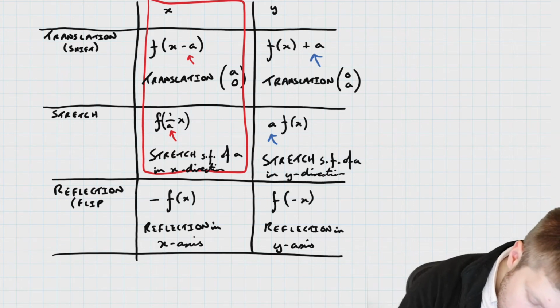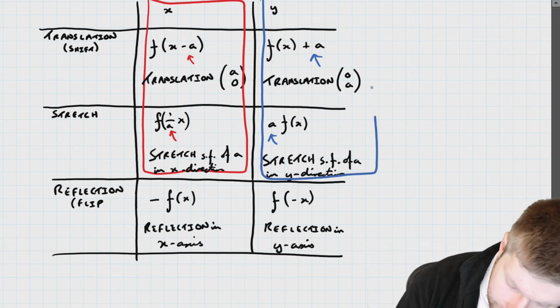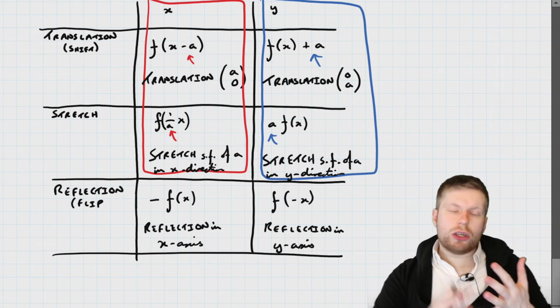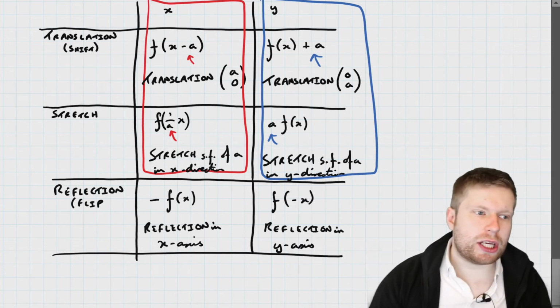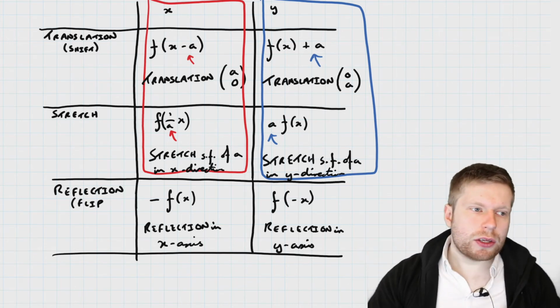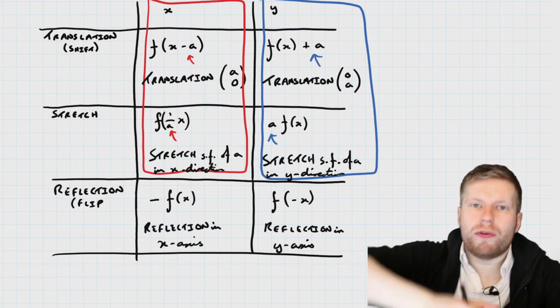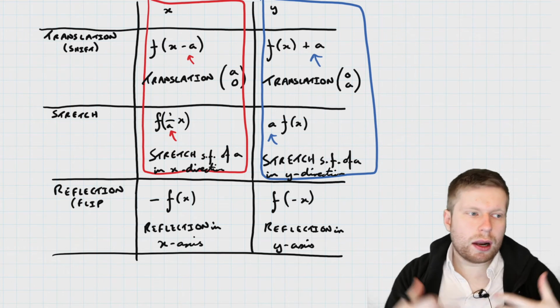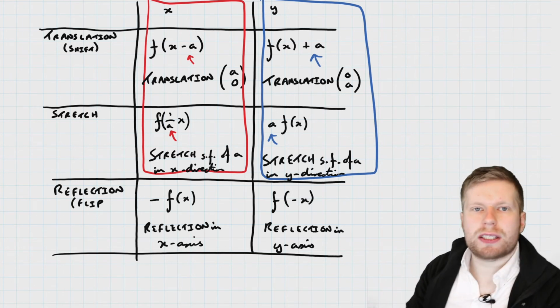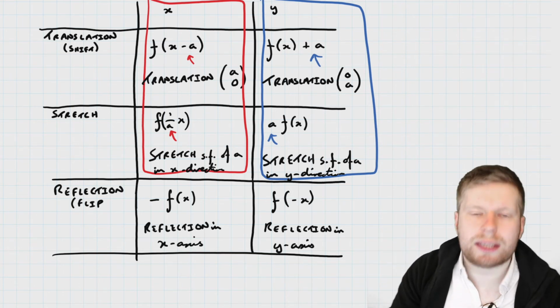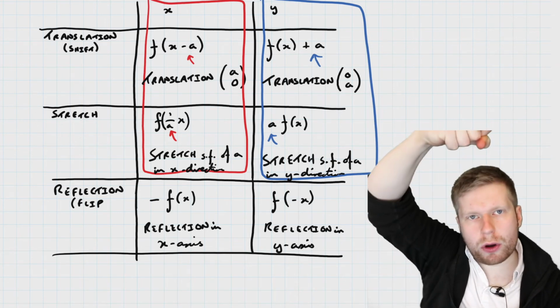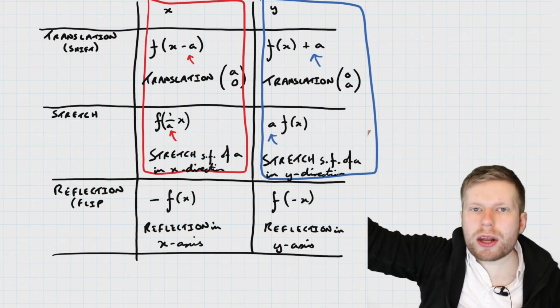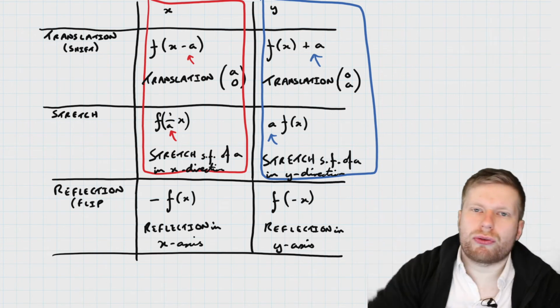Whereas if it's happening in the y direction, then it basically means that you're doing f of x first, then you're changing the values of the outputs, okay? So f of x plus a basically means you're moving it up by a, f of x minus a means you're moving it down by a. That's intuitive. And likewise for stretches, it's a times by some value. So for example, 3 times f of x means that you're stretching it upwards 3 times as much. A third f of x means that you're squashing it downwards 3 times as small.